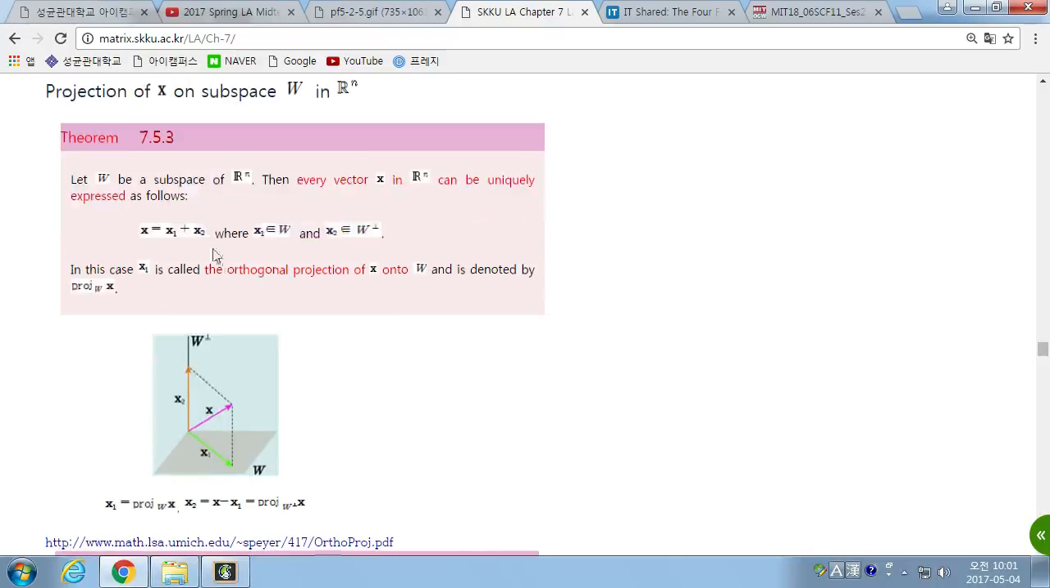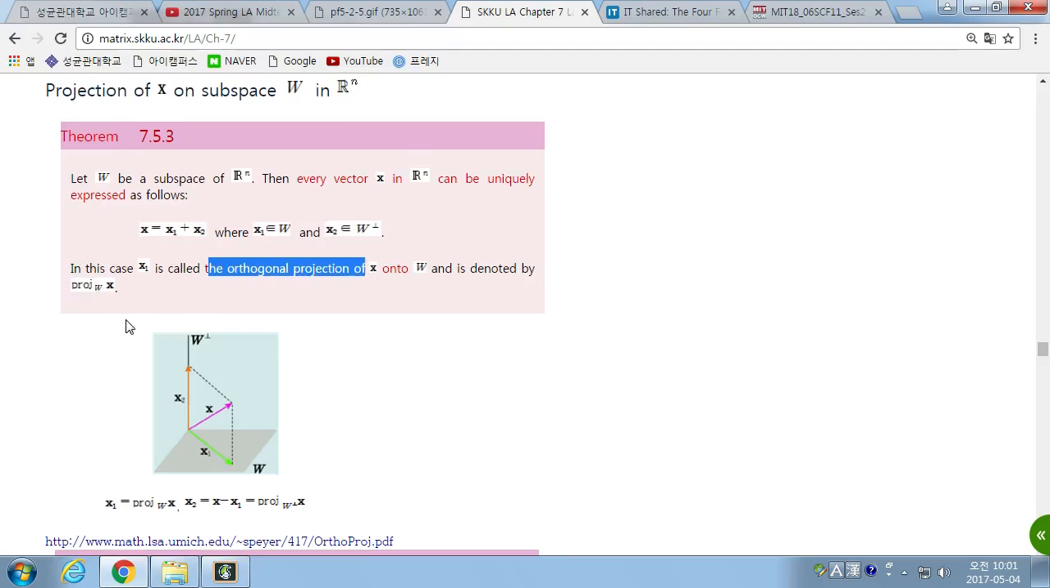Okay, here. Let W be a subspace of Rn, then every vector x in Rn can be uniquely expressed as x1 plus x2, like this. x1 is on W, x2 is on the orthogonal complement of W. In this case, x1 is called the orthogonal projection of x onto W. So, the projection of x onto W.